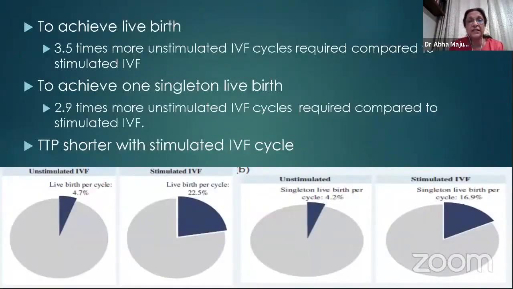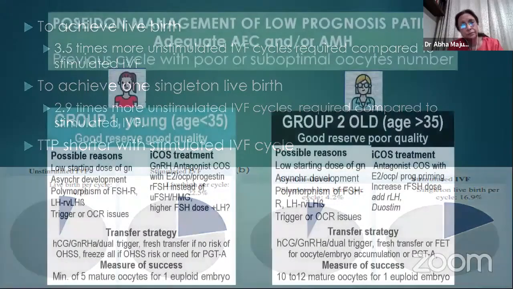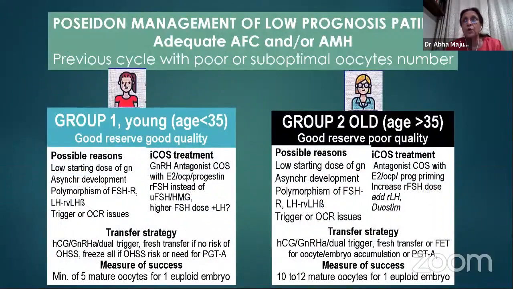What else do we see in this? To achieve a live birth, 3.5 times more unstimulated IVF cycles were required compared to stimulated IVF. So this regime was sort of slowly discarded, and we came up to good ovarian stimulation, good number of oocytes, and that was the answer to patients who were poor prognosis patients.